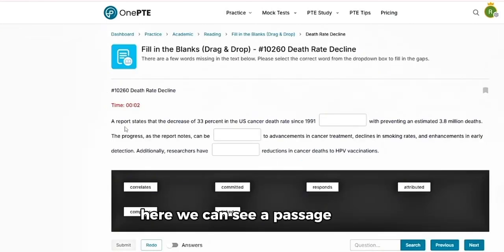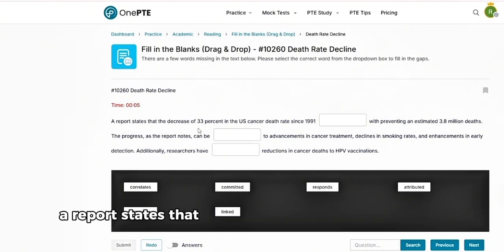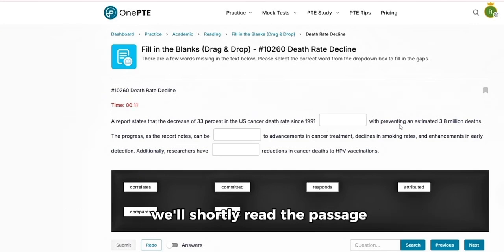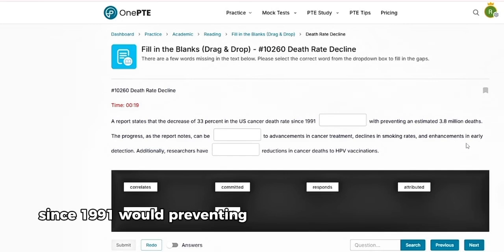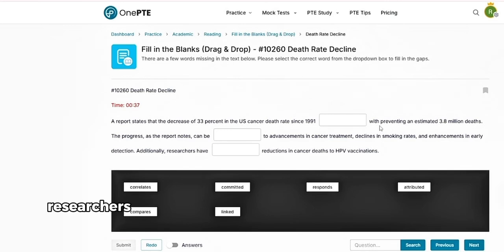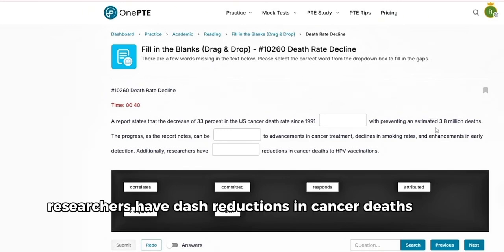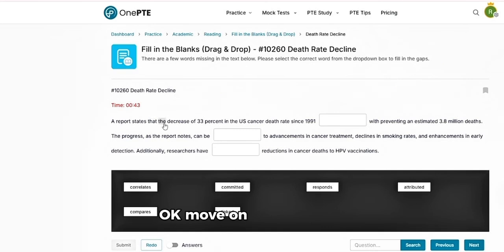Here we can see a passage about a report stating that death rates are in decline in the US. Now we'll shortly read the passage. A report states that the decrease of 33% in the US cancer death rate since 1991 is preventing an estimated 3.8 million deaths. The progress, as the report notes, can be dash to advancements in cancer treatment, declines in smoking rates, and enhancements in early detection. Additionally, researchers have dash reductions in cancer deaths to HPV vaccinations.